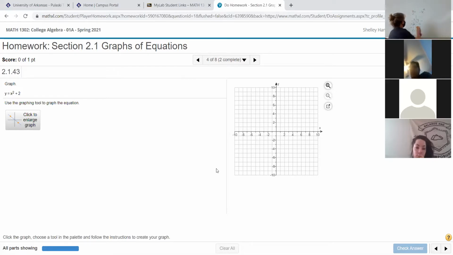So let's see. What am I graphing? X squared plus 2. I'm just going to pick any one I want. -2, 6. Let's see. Last time, when I was graphing that U shape, it made me plot 3 points. So I'm going to write down 3 points. -2, 6, -1, 3, and 0, 2. I'll plot those 3.